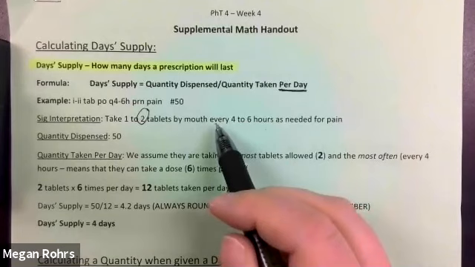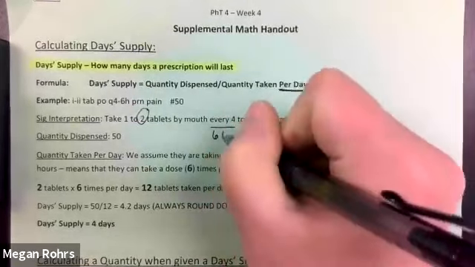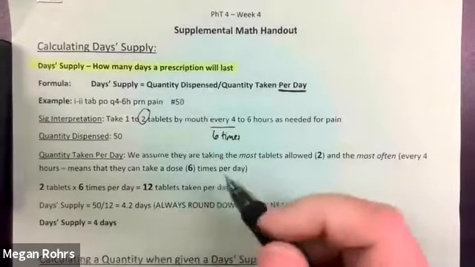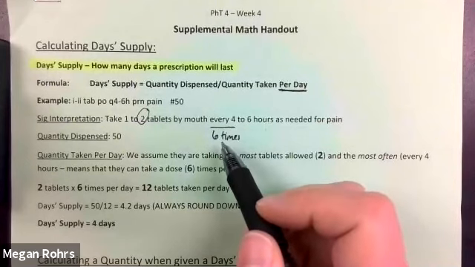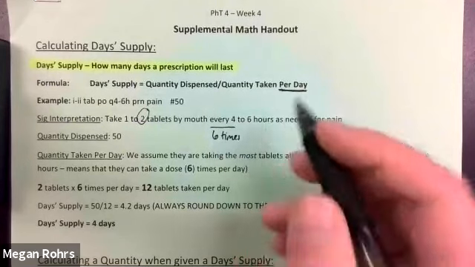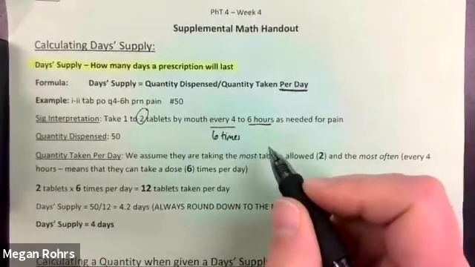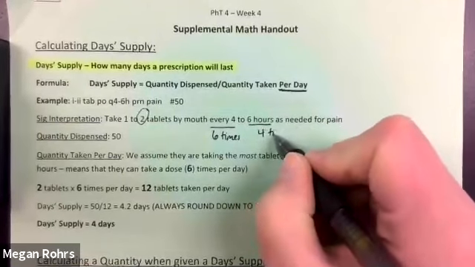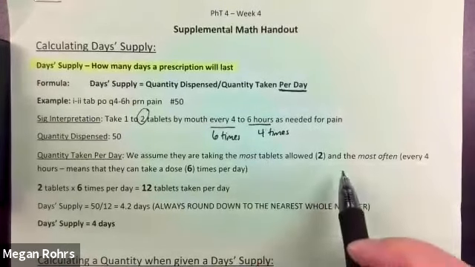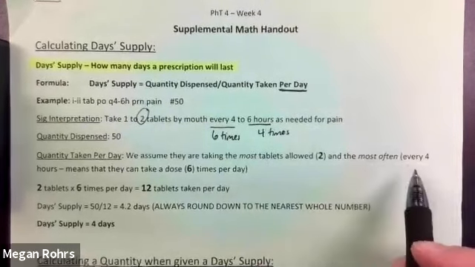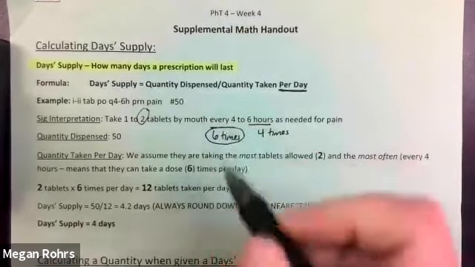So if you're taking something every 4 hours, that's going to be 6 times a day because there are 24 hours in a day. If we divide that by 4, that would give us 6. Now, if you're taking something every 6 hours, well, 24 divided by 6 would give us 4. So that means you're only taking it 4 times a day. So we always assume the most often as well. So we're going to assume that they're taking this 6 times a day.